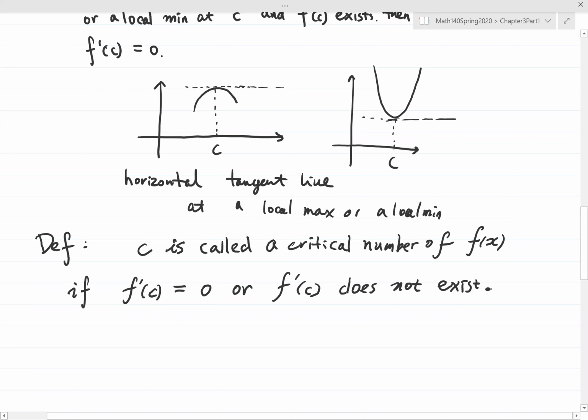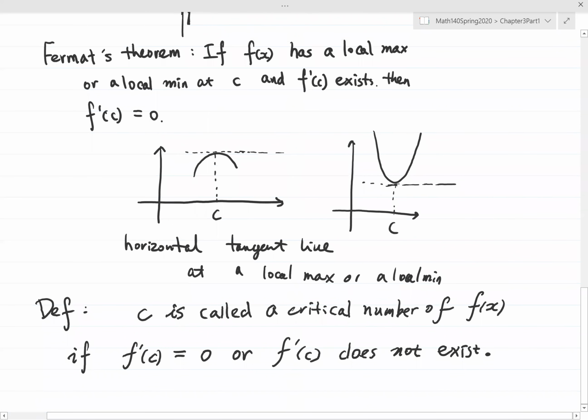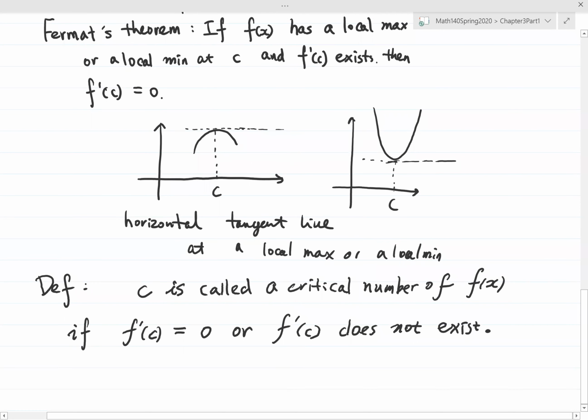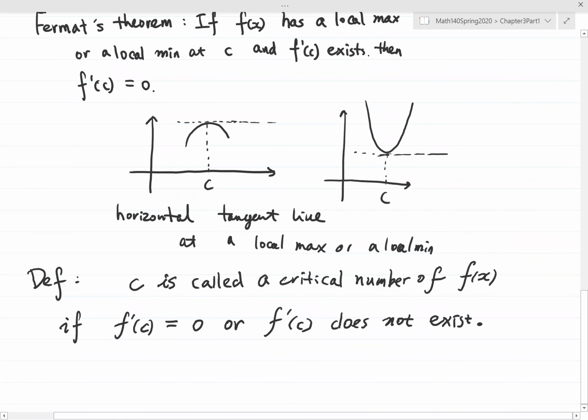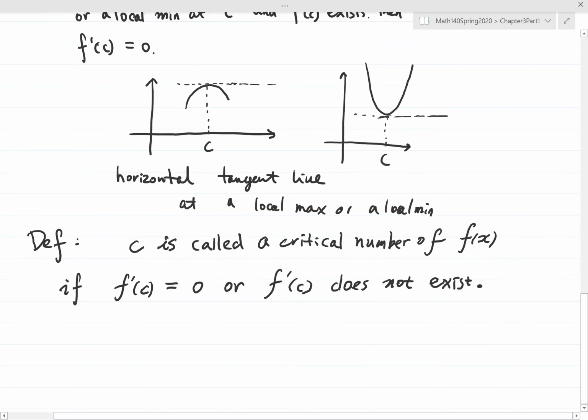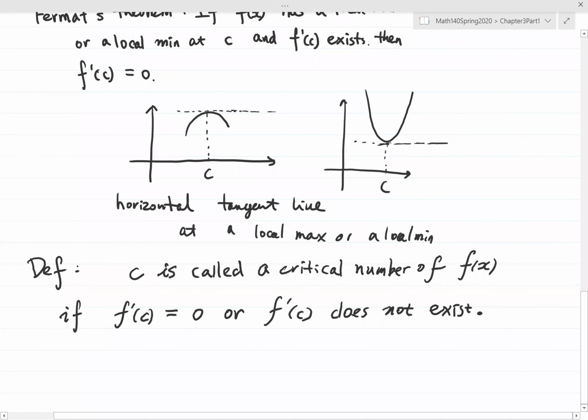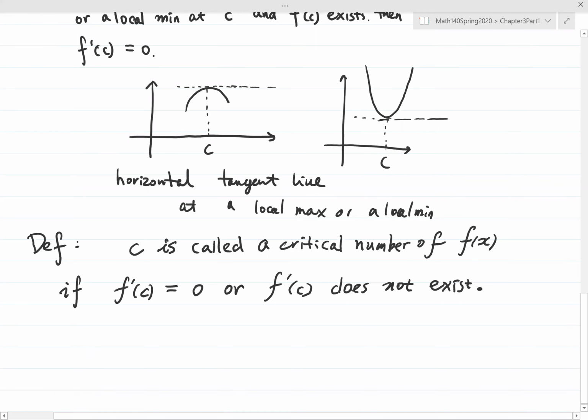Now, Fermat theorem tells us a condition: at a local maximum, if the derivative exists, then the derivative should vanish. So Fermat theorem tells us what kind of location we can look for local max or local min, i.e., we should look for local max and local min at exactly the critical numbers.